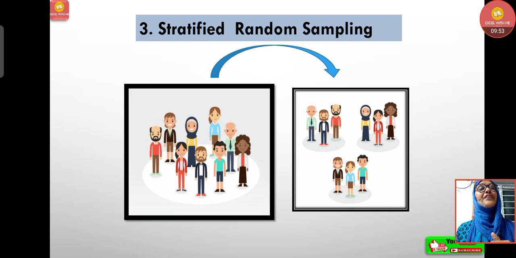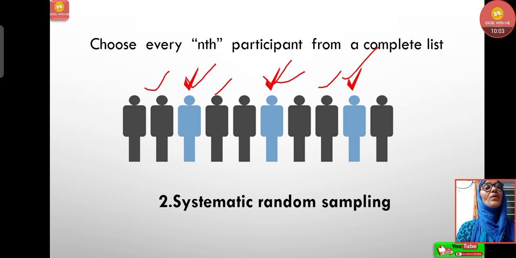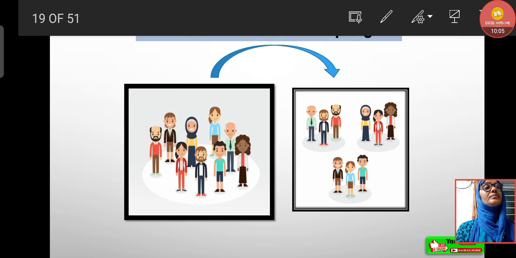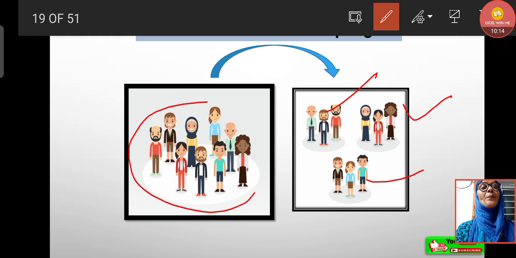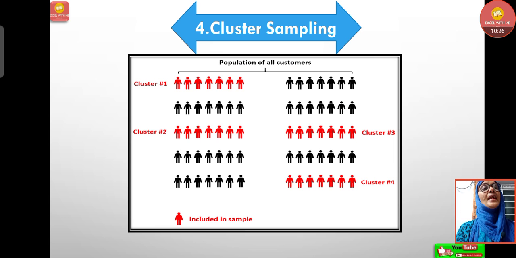Now the third one is stratified random sampling. Maybe one stratum is children, kids, and little grown up, then youth, then maybe middle-aged or old persons. We can collect from this population by making them into strata: children, youth, middle-aged or old persons. That is stratified random sampling.